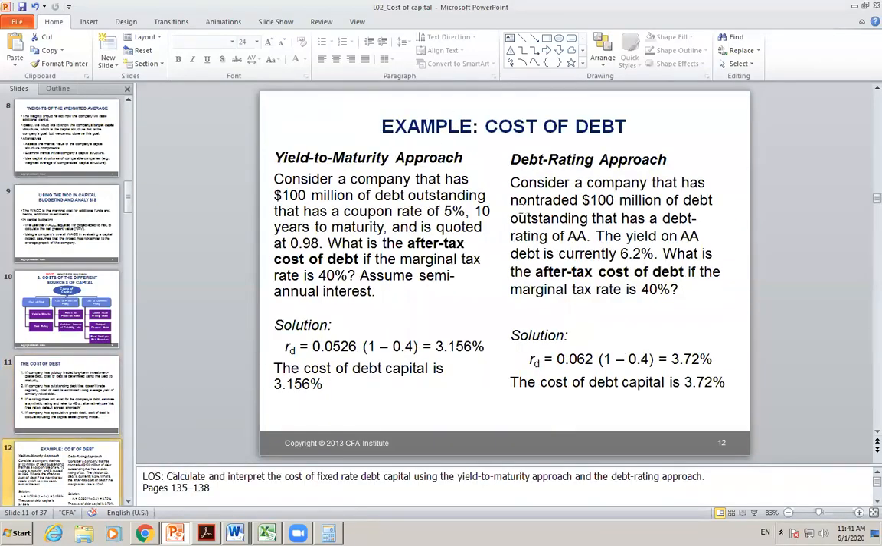So these are the examples, like yield to maturity and debt rating approach. If these two are not available, we will use a synthetic one. We'll rate the bank or the institution by ourselves to calculate the cost of debt. So in the first case, they consider a company that has 100 million of debt outstanding with a coupon rate of 5% and 10 years to maturity, and it's quoted at 0.98. So what is the after-tax cost of debt if the marginal tax rate is 4%? Assume semi-annual interest.